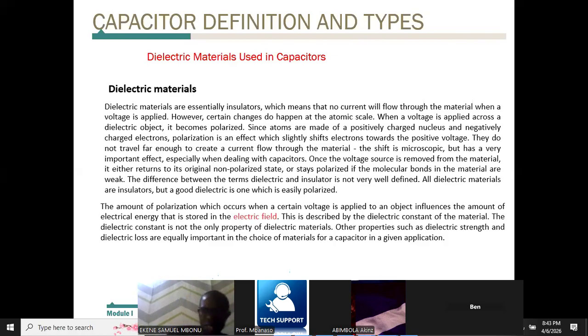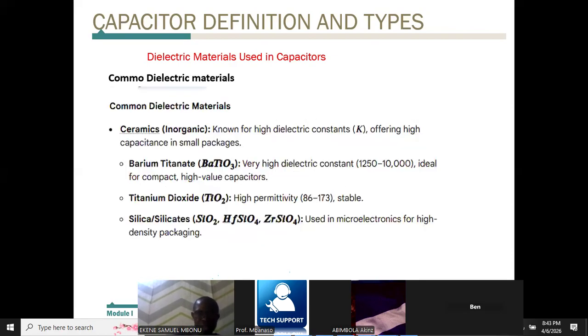So that's what brings about the capacitor. Once it's polarized and you remove the voltage that charges it, the charge remains. And that's the principle of operation of a capacitor.